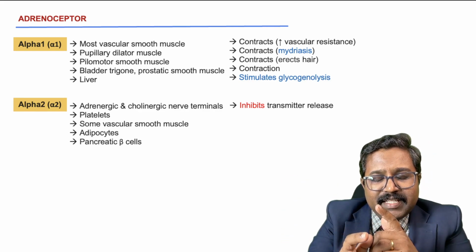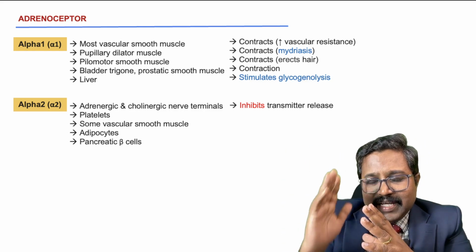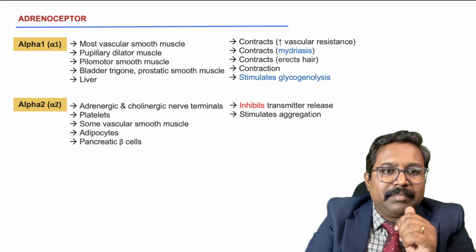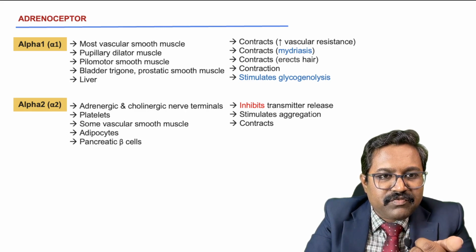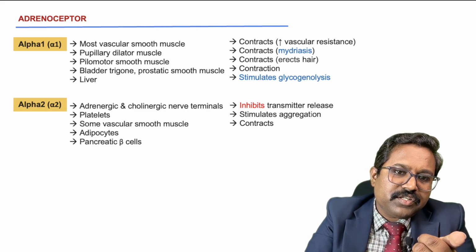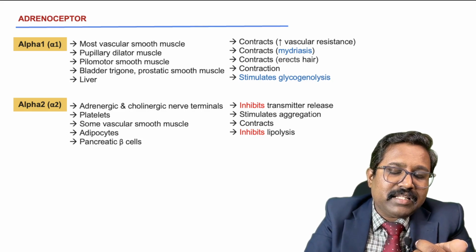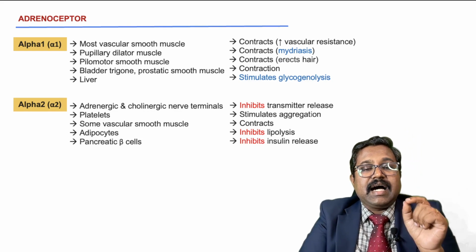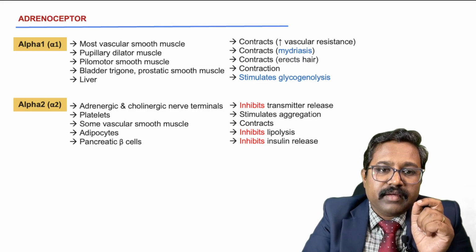If you activate the alpha 2 receptors, it creates a negative feedback mechanism, leading to a decrease in the neurotransmitter release. In platelets, it stimulates platelet aggregation. It will produce contraction of the vascular smooth muscles. It is going to inhibit the lipolytic activity. And in the pancreatic beta cells, remember, it inhibits the insulin release. Alpha 2 activation is going to inhibit the insulin release.